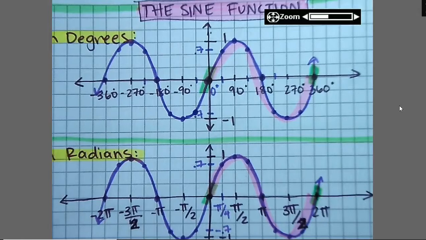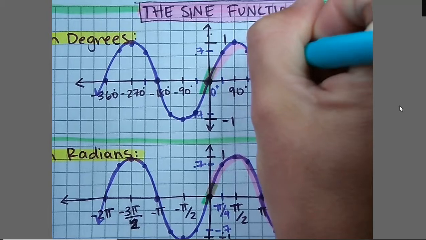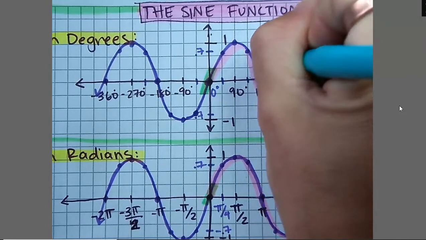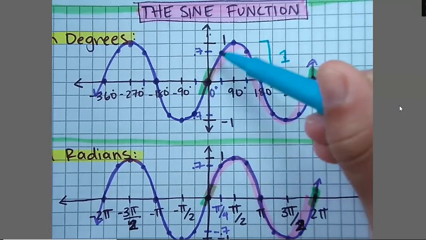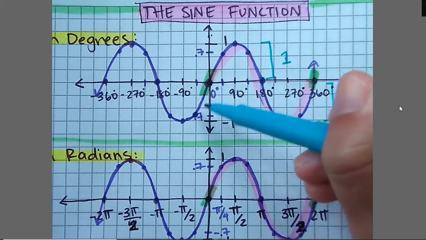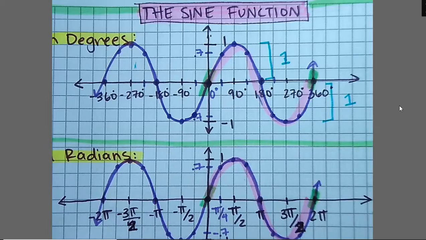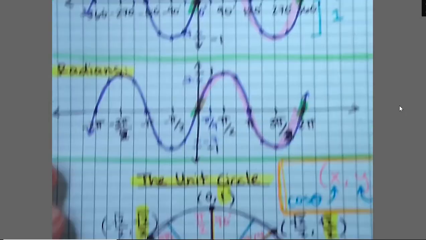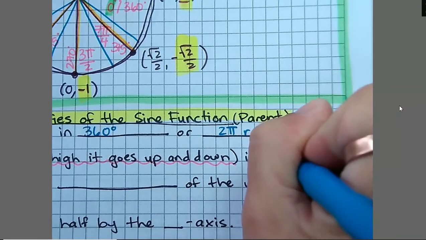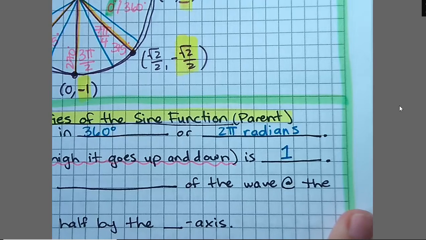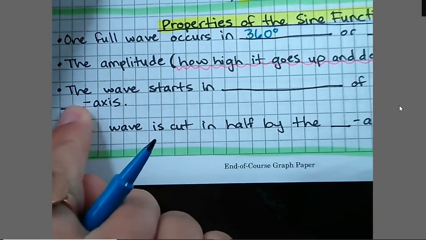From the middle here, this is going up only 1, and it's only going down 1. Okay, so each time it goes up 1, and then down 1, down 1, up 1. It's only going up 1 and down 1. Okay, so the amplitude of the sine wave is going to be 1. So this is how high up and down it goes. It's just 1. All right, and the wave starts in blank of the wave and blank.